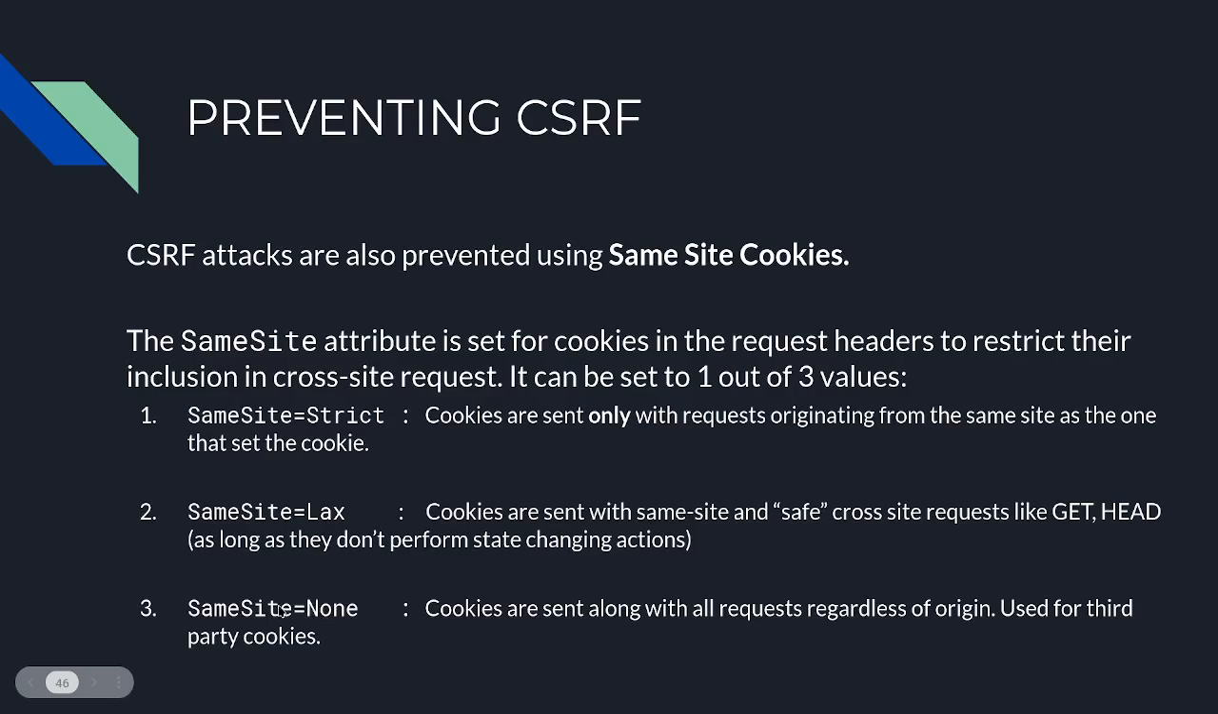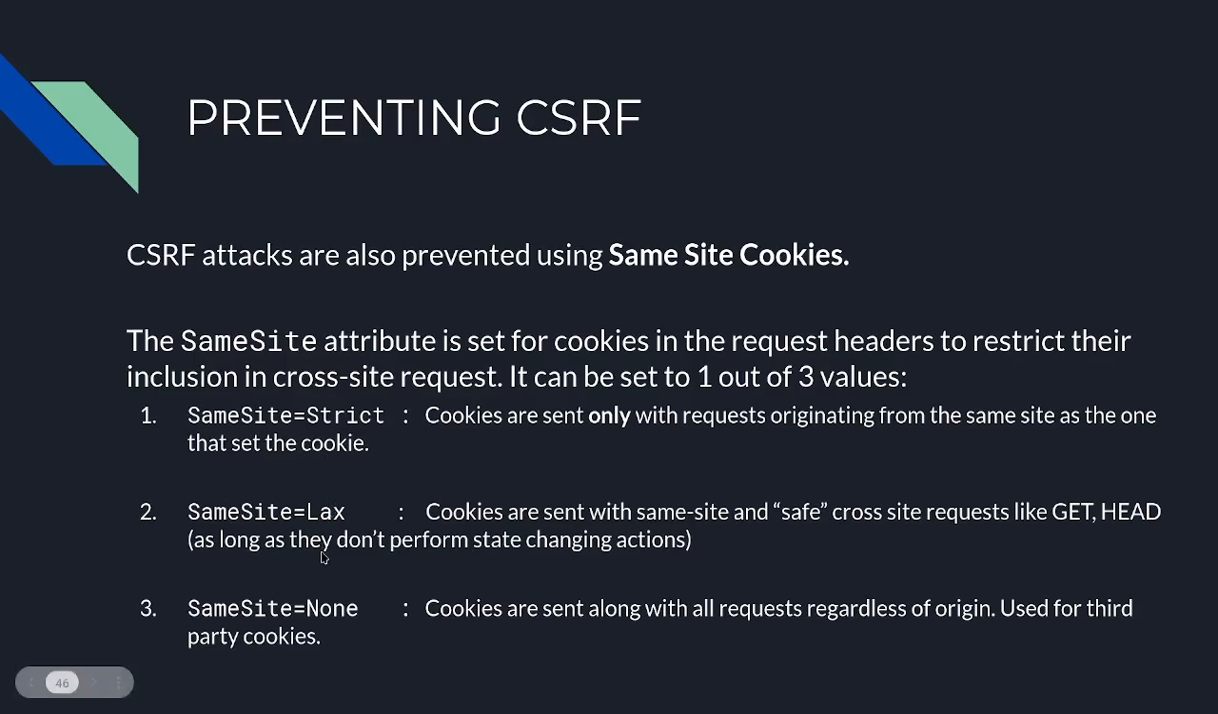And the third option is SameSite being set to None, in which there is no protection at all. Cookies can be sent along with all requests regardless of origin. And this is what is used for third-party cookies, right? Like I described earlier. When you visit some website and there's an ad server that is tracking your browser history through cookies, then those cookies would have SameSite set to None. And if I remember correctly, I think by default, SameSite would be set to Lax, unless you specifically set it to either Strict, Lax or None.